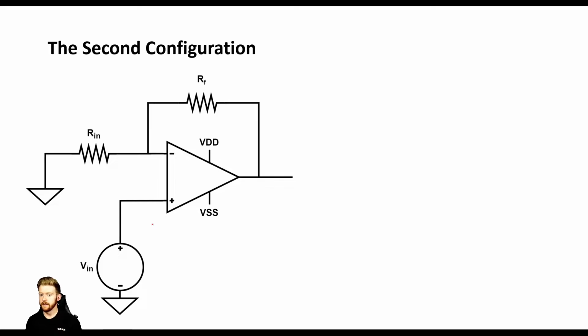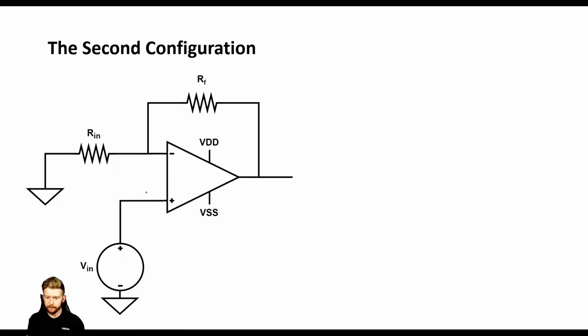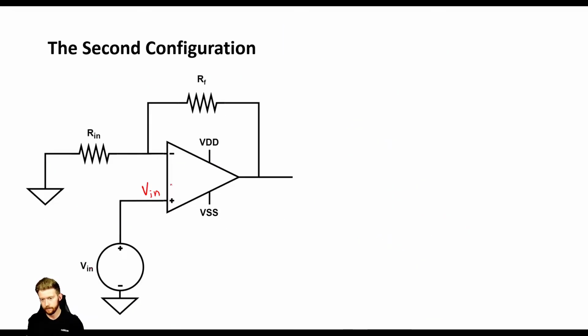So let's think about this the same way we did the previous problem. The only thing that's different is that we know that this one is now V in, right? So whatever our input signal is goes directly to this positive terminal. Now, rule 2 or rule 3 is that we assume that V plus and V minus are equal. So we are going to assume that this is also V in. Now we know that this is 0 volts down here, and we know that this is V out. So following those same steps, we can analyze this problem and get that gain, get that transfer function.